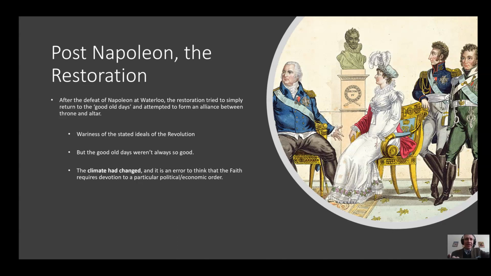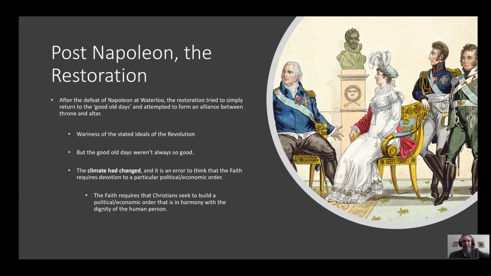And it's an error to think that the faith requires devotion to any particular political or economic order. So it puts the church in a certain hostility to some new ideas that are going to have a lot of influence. And the church didn't necessarily have to have that hostility to these new ideas.